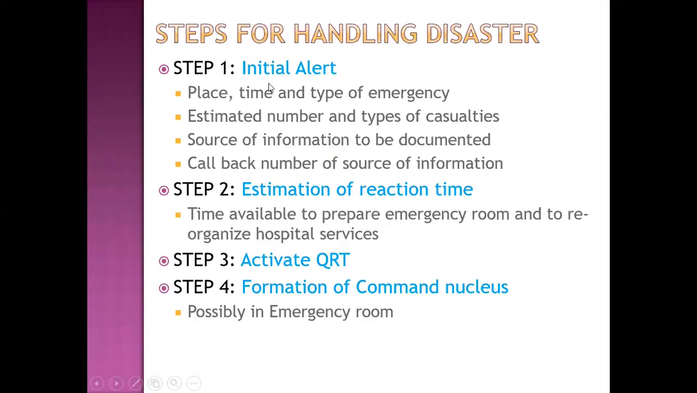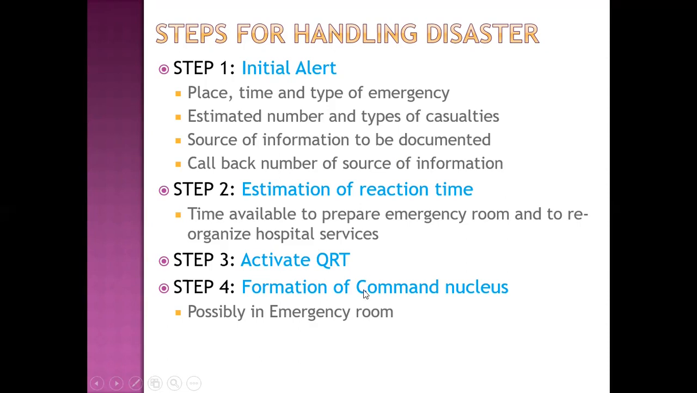Then disaster management during the disaster phase. Step 1, there is the initial alert. So we should note the place, time, and type of emergency. We should also note the estimated number and types of casualties, and we should record the source of information and note the callback number of the source of information. This is very important. Then we estimate the reaction time, that is, the time available to prepare the emergency room and to reorganize hospital services. Then we activate the quick response team.